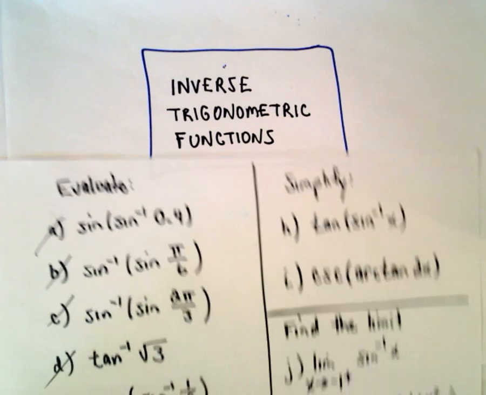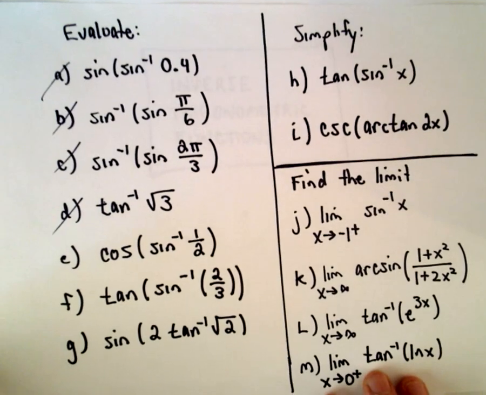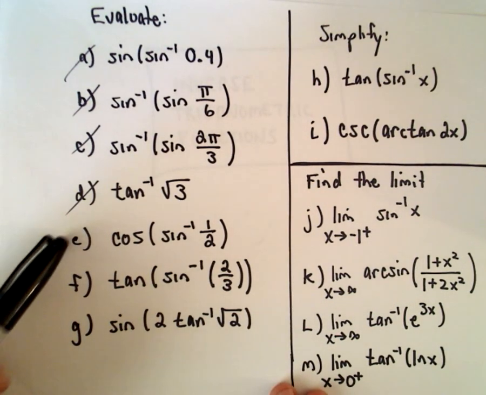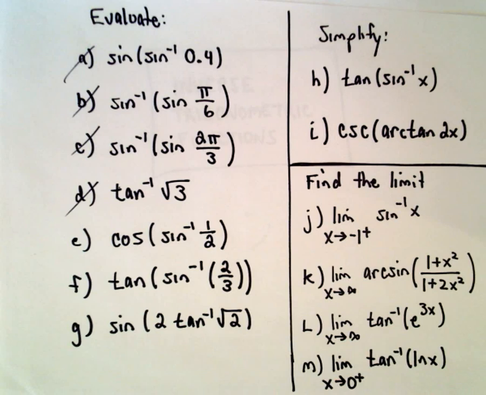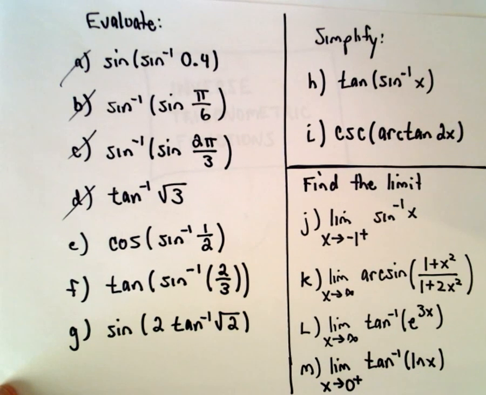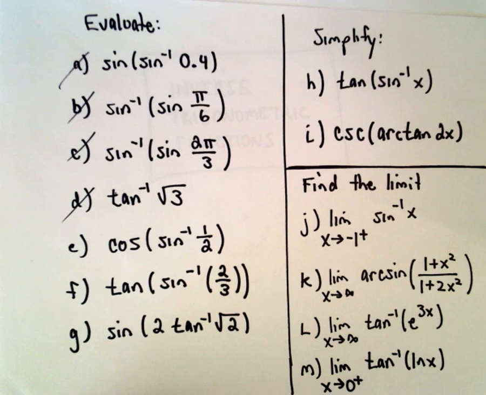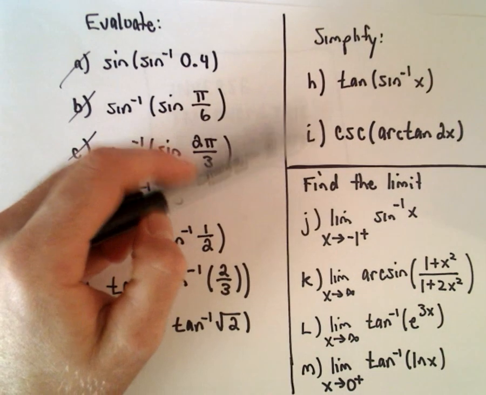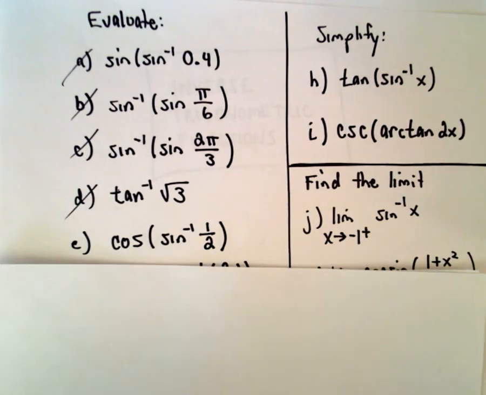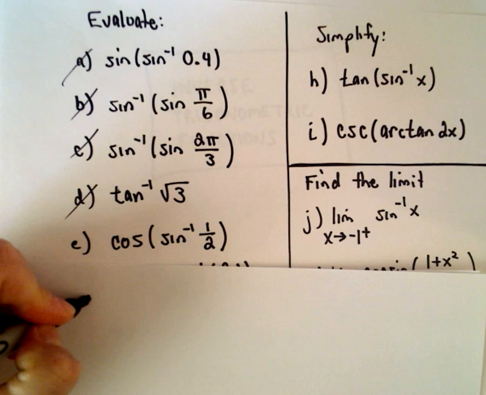Okay, here we're going to look at some more examples involving inverse trig functions. And in this video, I'm going to evaluate parts E, F, and G. The first one won't be too bad. Parts F and G, we'll have to actually use right triangles to simplify those. And that'll be the same idea. We'll use right triangles as well when we simplify parts H and I, but I'll do those in a separate video.